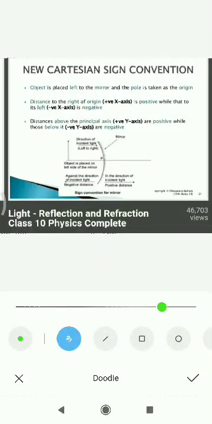New Cartesian sign convention. The object is placed to the left of the mirror and the pole is taken as the origin. This is the object. The object is placed on the left side and the pole is taken as the origin. Origin means starting.